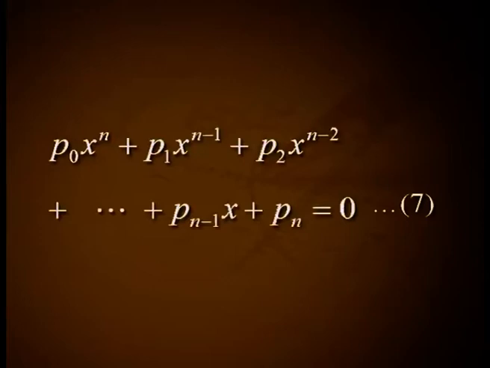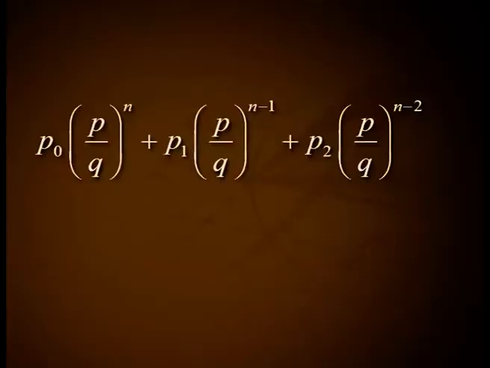Theorem 7. If the rational number p/q, a fraction in its lowest terms such that p, q are integers prime to each other, q not equal to 0, is a root of the equation p0x^n + p1x^(n−1) + p2x^(n−2) + ... + p(n−1)x + pn = 0, equation 7, where p0, p1, p2, ..., pn are integers and p0 is not equal to 0, then p is a divisor of pn and q is a divisor of p0.